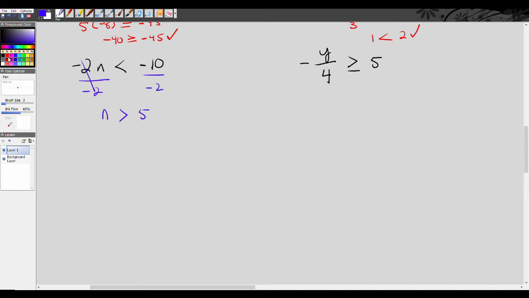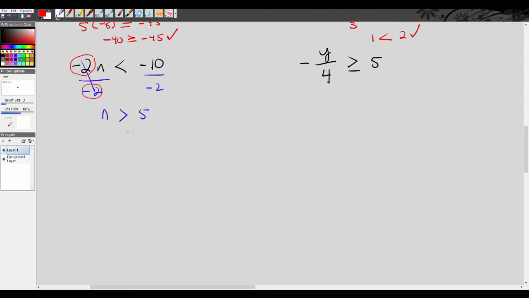Let's clarify here. The reason why that's happening is because since this coefficient here is a negative 2, I had to divide by a negative 2. That's what causes the switch here. It has nothing to do with this negative 10 on this side. It only has to do with the fact that this coefficient was negative.